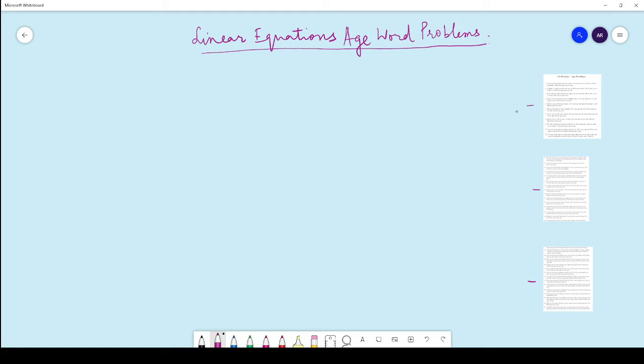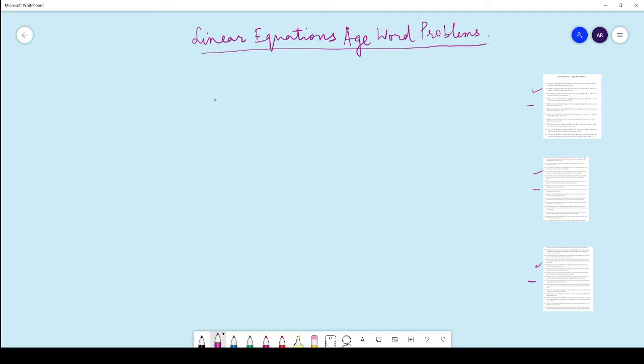For now, I will take up two questions from each of these images to solve as an example, and the rest of the questions you can solve on your own. So pause the video anywhere you wish to and you can go ahead and solve these questions. So let me just give you the key first.